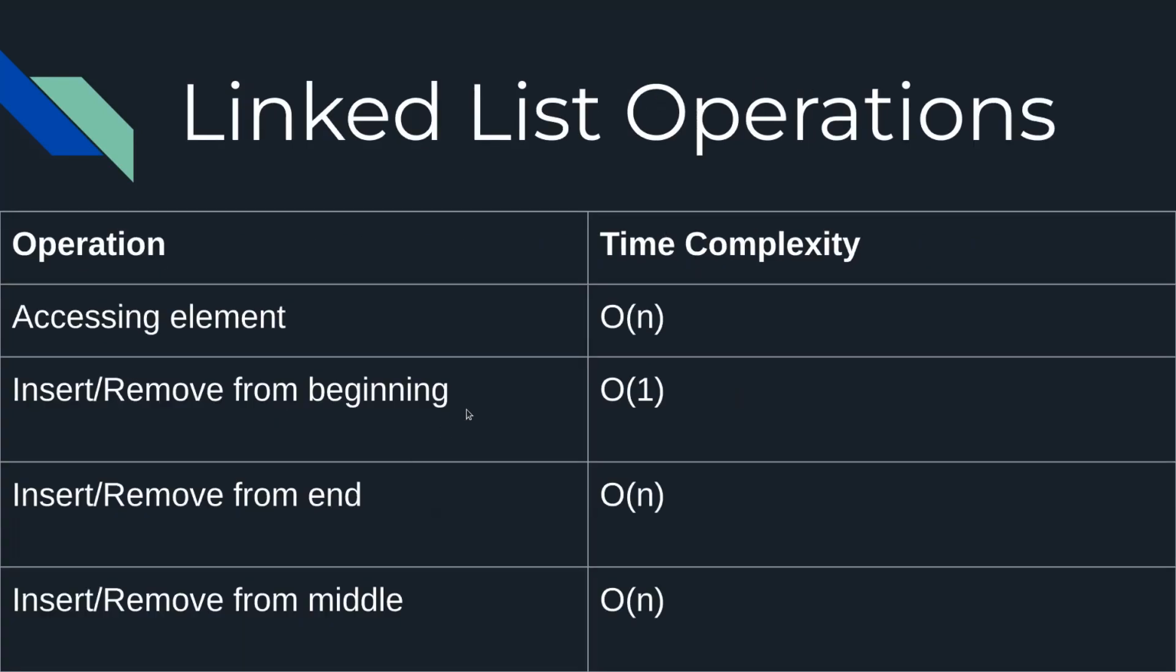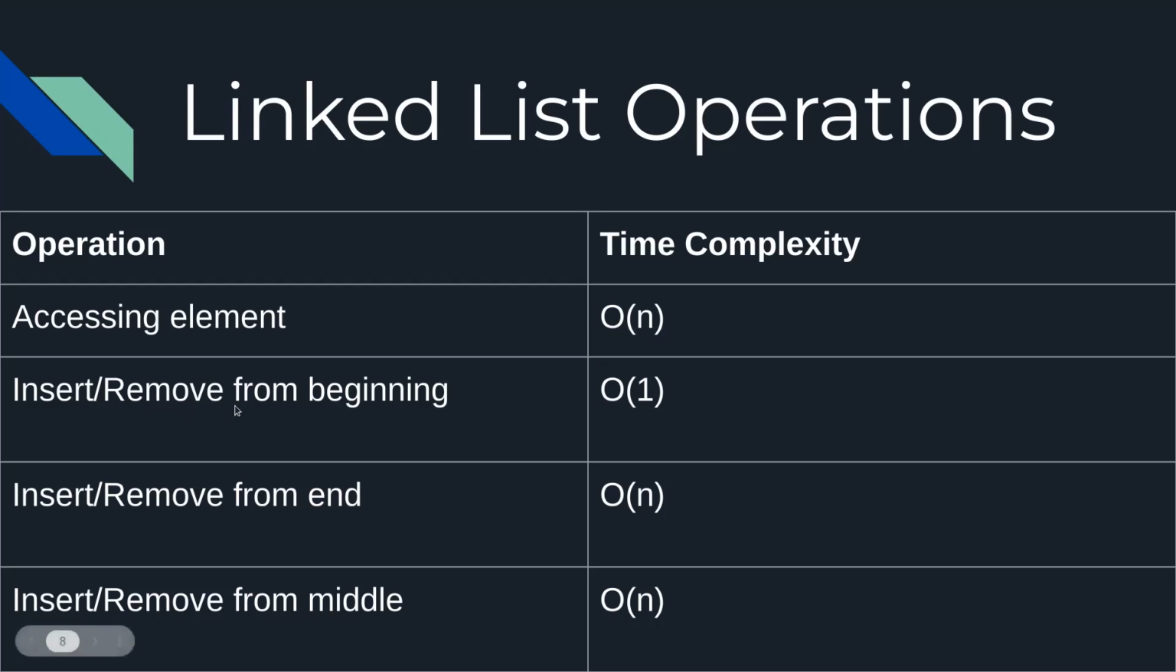So now I'm going to talk about some operations that a linked list has, as well as its time complexity. So the first operation is accessing an element. And the time complexity of this is O of n because in order to access a specific element, you have to loop through the linked list. And so that's why the time complexity is O of n.